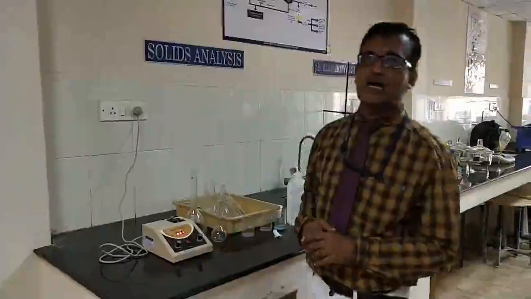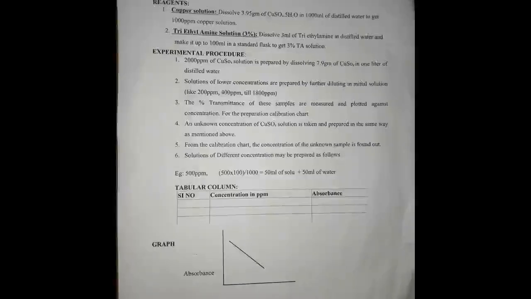In detail, in the colorimeter calculations, the aim is to find the unknown concentration of CuSO4 solution using a digital photoelectric colorimeter. You have to prepare the copper solutions as given in the manual, and you have to prepare the triethylamine solution, that is 3% as given in the manual: 3 ml of triethylamine in distilled water, made up to 100 ml in a standard flask to get the 3% TEA solution. Once you prepare these two reagents, then you have to prepare solutions as per the required ppm.